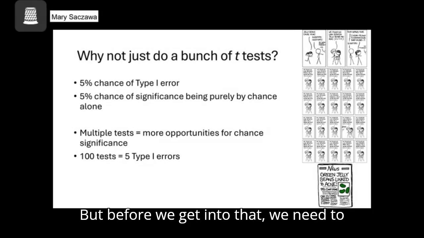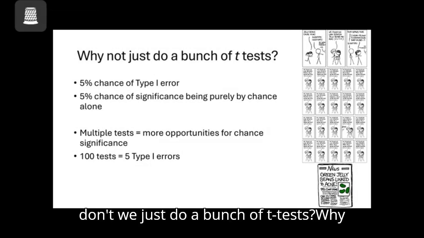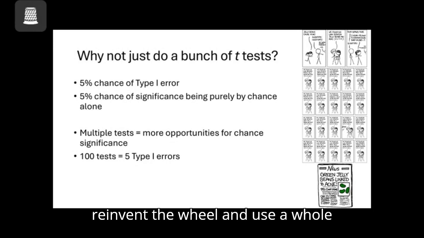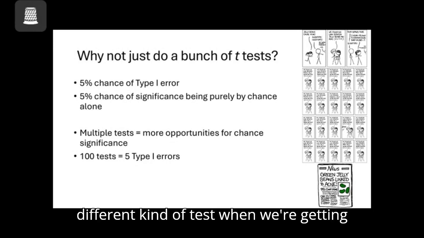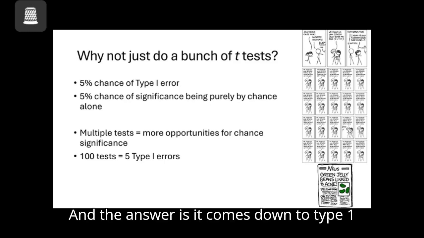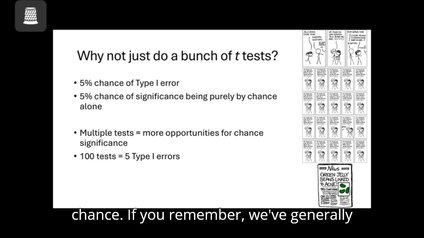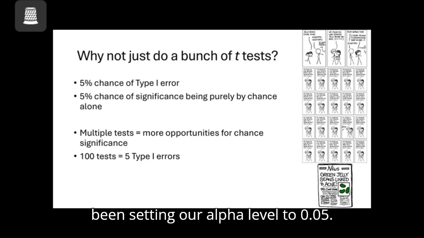But before we get into that, we need to address the elephant in the room. Why don't we just do a bunch of t-tests? Why reinvent the wheel and use a whole different kind of test when we were getting so comfortable with the t-test? And the answer is, it comes down to type 1 error, or your likelihood of getting a significant result purely by chance. If you remember, we've generally been setting our alpha level to 0.05.